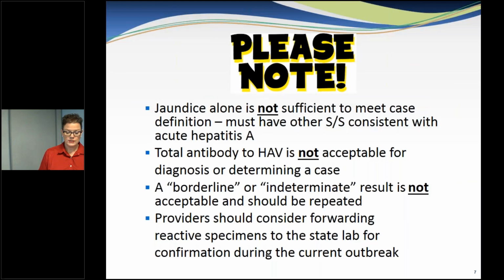Also know that jaundice alone is not sufficient to meet case definition. They have to have other signs and symptoms. A total antibody to HIV is not acceptable for diagnosis. A borderline or indeterminate result is not acceptable and should be repeated. And during this outbreak, providers should consider forwarding reactive specimens to the state lab for confirmation.